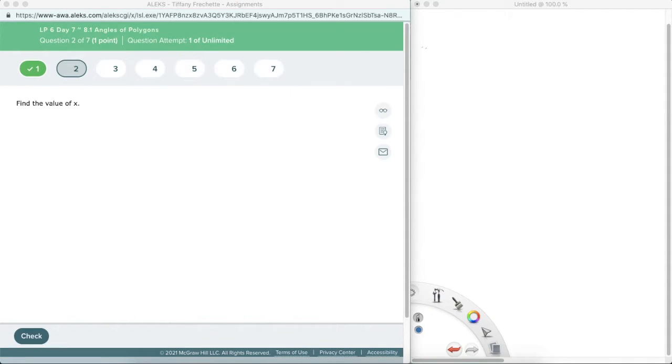And my screen froze. I just wanted to get that out of our way. All right, so it says find the value of x.